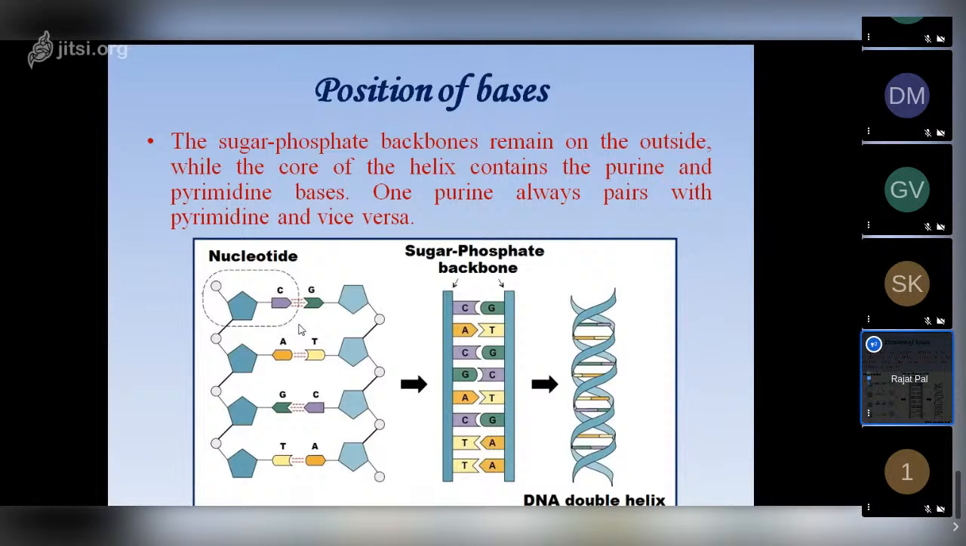So G and C will make the base pair and they will have three hydrogen bonds. A, a purine, and T, a pyrimidine, will make hydrogen bonds between them, and the number of hydrogen bonds is two. So GC will make three hydrogen bonds, AT will make two hydrogen bonds. Likewise, the pairing will be done.